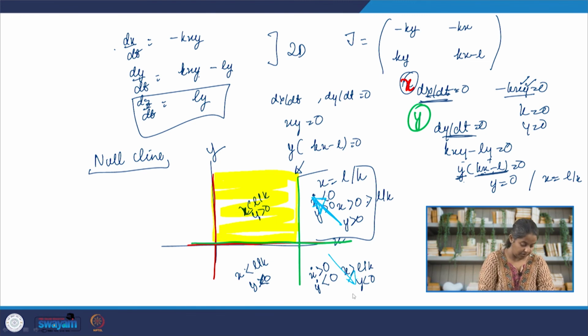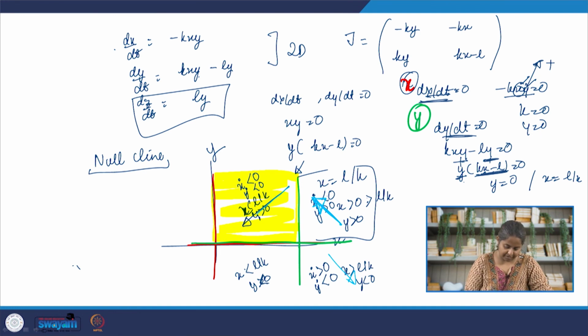So let's go back to our yellow quadrant. In the yellow quadrant, x is less than L by k, y is greater than 0. So y is positive. We are looking at dx by dt first. And x is also positive, so x is going to reduce. So dx by dt is going to be less than 0. Now let's look at the rate at which y is changing. This is going to be negative, this is going to be positive, so y is going to reduce too. So both are going down. So the flow will look like this. To use another color, the flow is going to be like this.